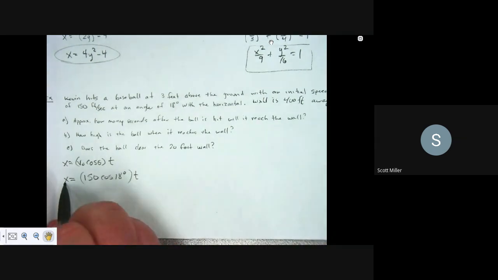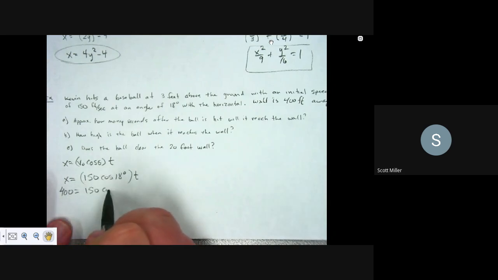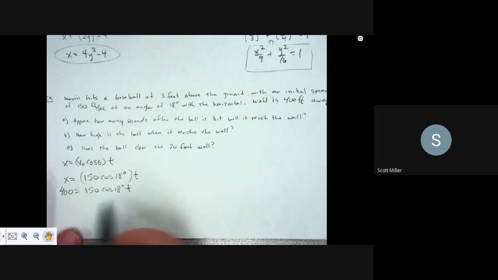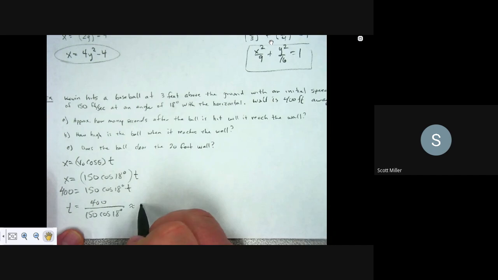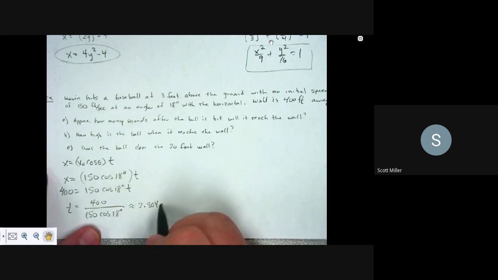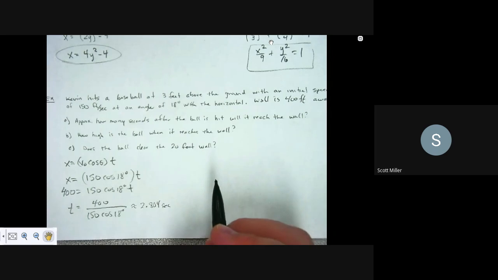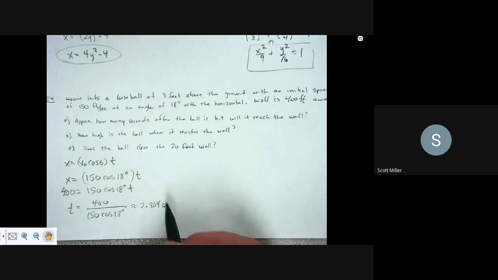The distance to the wall is 400 feet. So then to find t, I need to divide this out. And you can use your calculator to approximate this, and you'll get an answer that's about 2.804. T is in seconds, so that is in seconds. So we will reach the wall or hit the wall in 2.8 seconds after being hit.